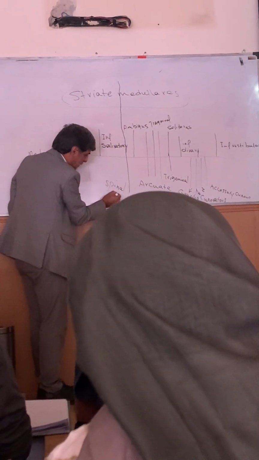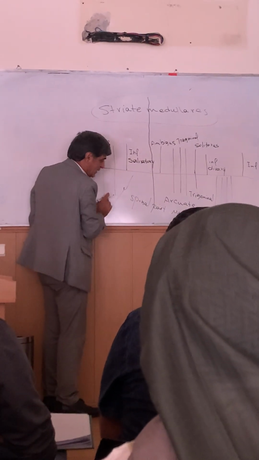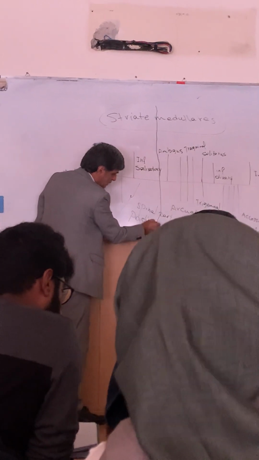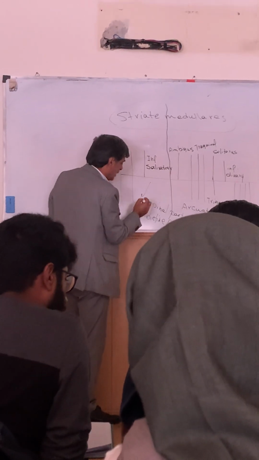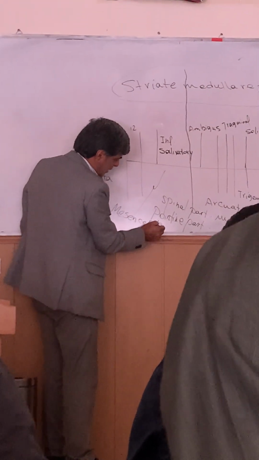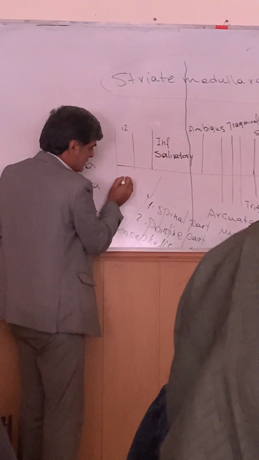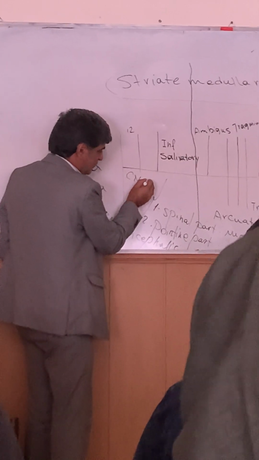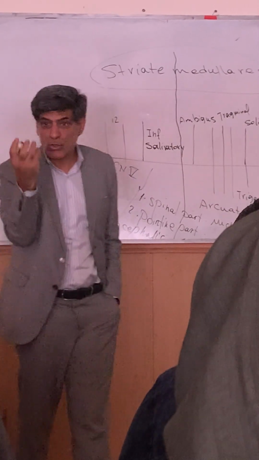Spinal part. The trigeminal nucleus contains the spinal part, the pontine part, and the mesencephalic part. CN 5, the trigeminal nerve, has the largest nucleus.